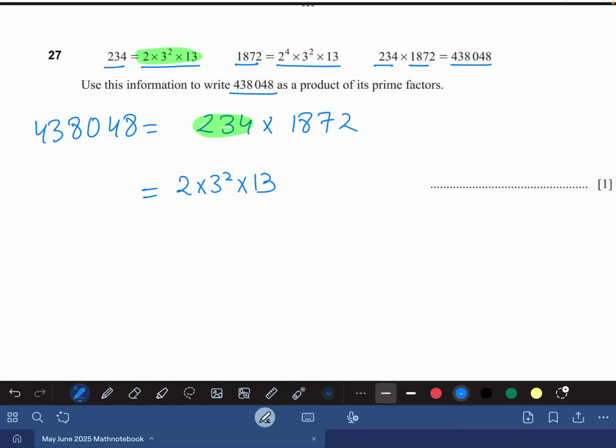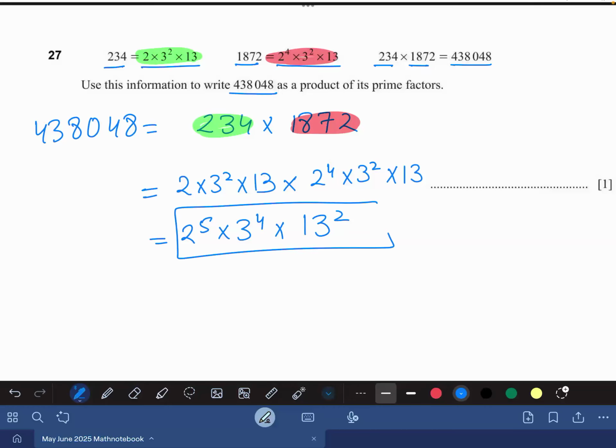And my beta, listen to me very carefully. Instead of 1872, can I write this thing? So that would be 2 power 4, 3 square and 13. So we have to give our answer as a product of its prime factors. So there is 1 two here and 4 twos there, so it would be 2 power 5. 3 square times 3 square would be 3 power 4. 13 into 13 would be 13 square. And that is your final answer.